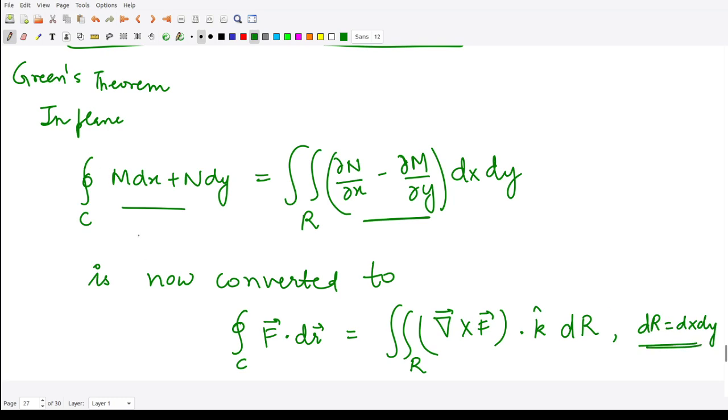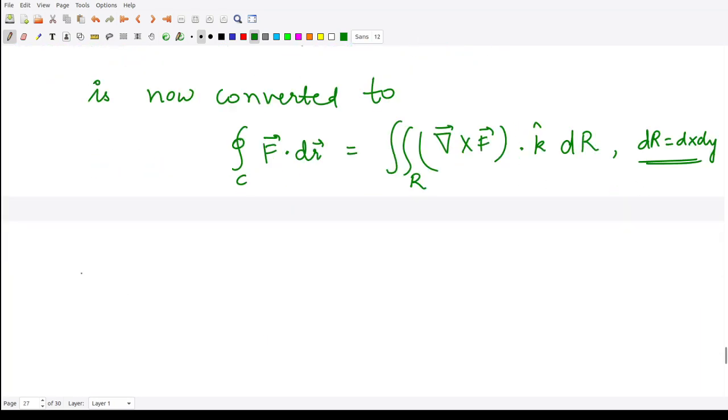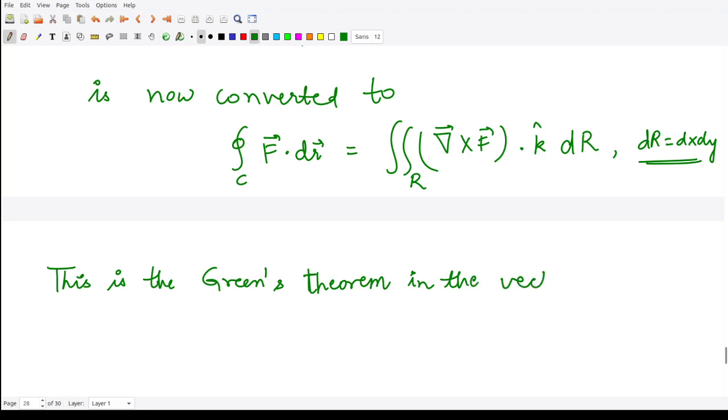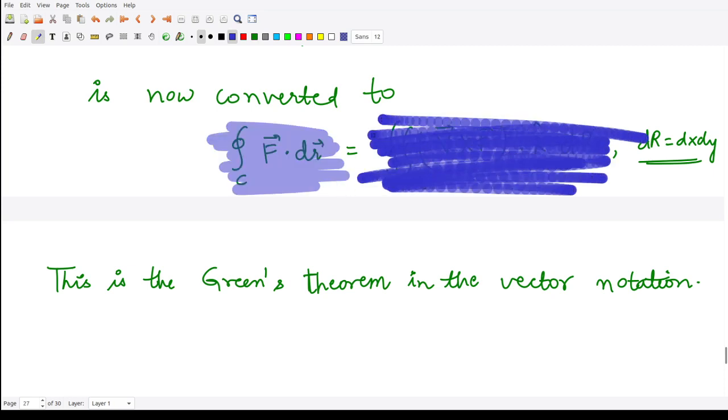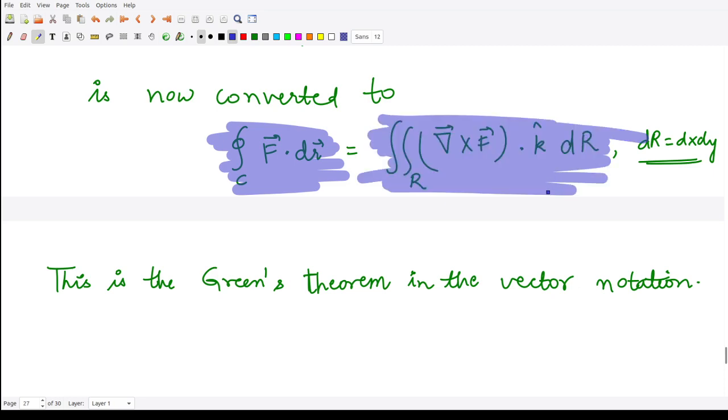So this theorem is now converted from this quantity to this particular quantity, and so this is the Green's theorem in the vector notation. See, we obtain a beautiful relationship which converts the given line integral to the corresponding surface integral. So this is what you obtain from here. So this is the Green's theorem.